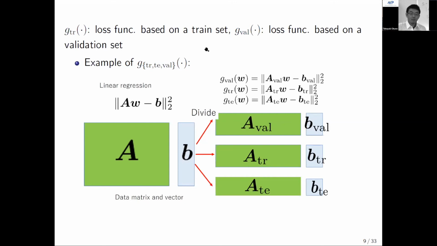Okay. And this is an example. Consider that we want to solve the linear regression problem like this. Then we are first given the data matrix and the vectors A and b. Then we divide them into three parts, like this: A-bar, A_TR, A_TE. In this case, three functions are defined like this. Okay, so this is an example.